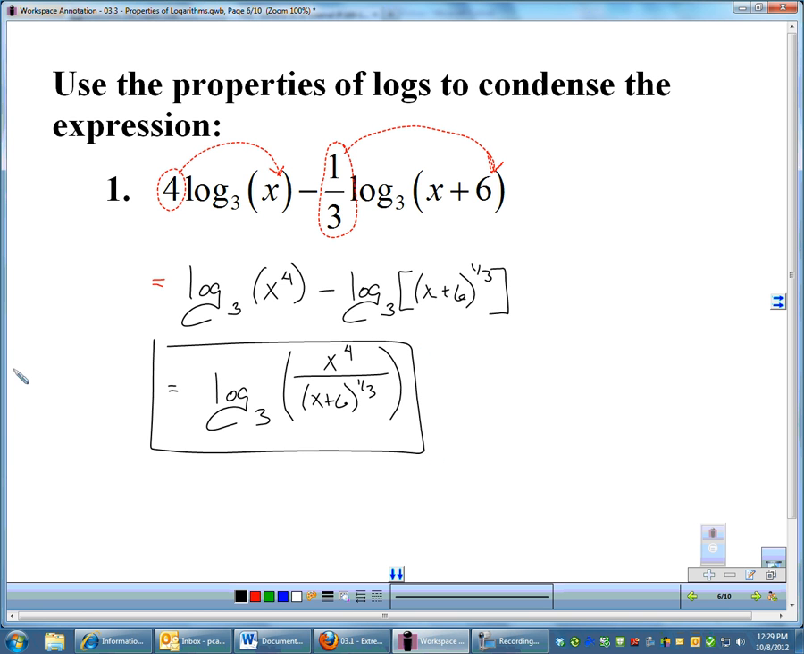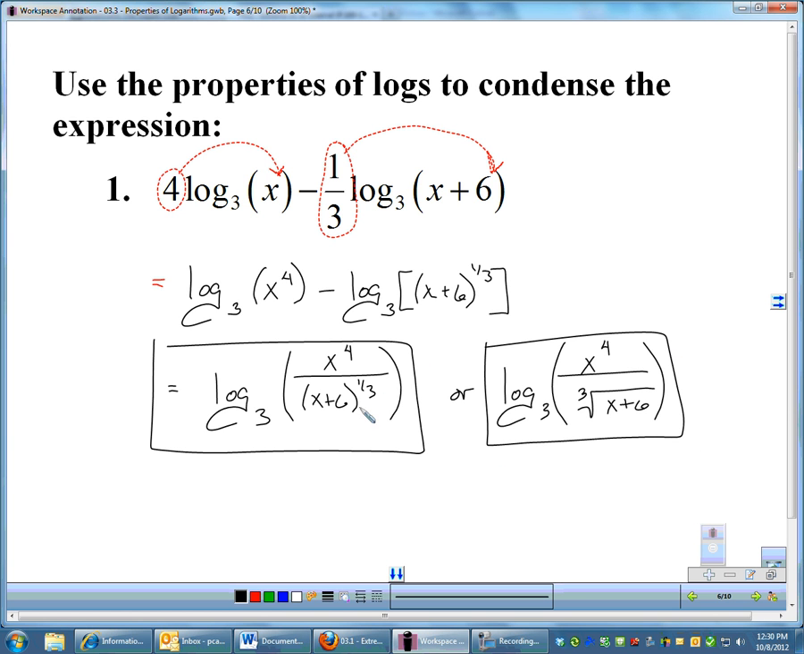If you want to stop right here, some of y'all may be thinking, well, if you raise something to the 1/3 power, that's the same thing as the cubed root. So some of y'all may want to write it as x to the 4th over the cubed root of x plus 6. Either one is perfectly fine. I don't really have one preference over the other. I'm perfectly okay with an exponent of 1/3.